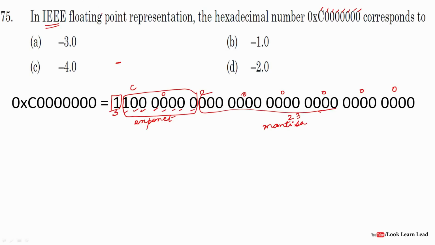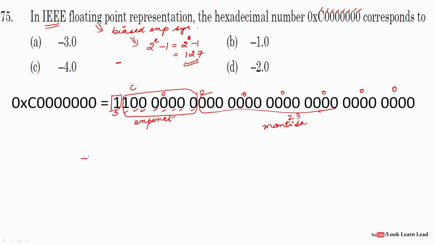Okay, and IEEE floating point representation is a biased exponent system. Now what do you mean by biased exponent system? The bias value is 2 to the power (exponent bits minus 1) minus 1. So the exponent has 8 bits, so 2 to the power 8 minus 1, 2 to the power 8 is 128, 128 minus 1 is 127. So the bias is 127.